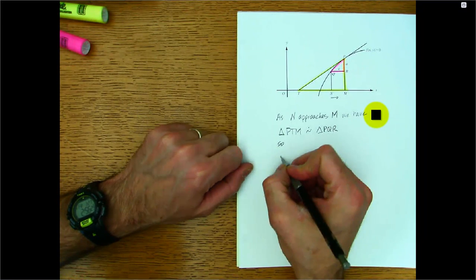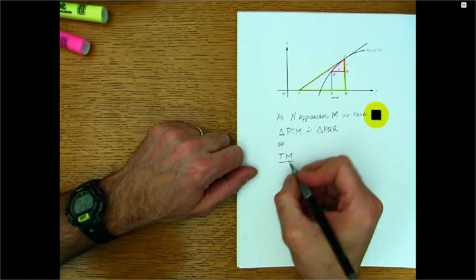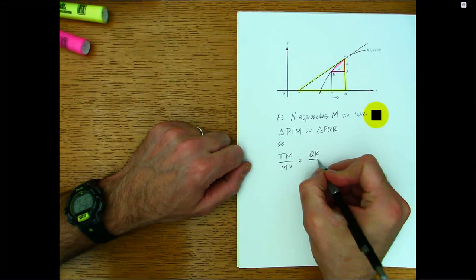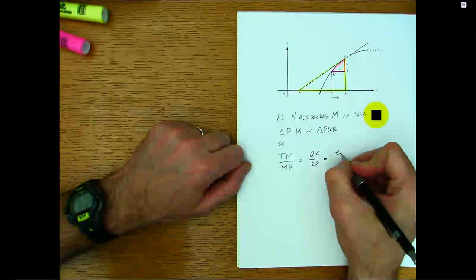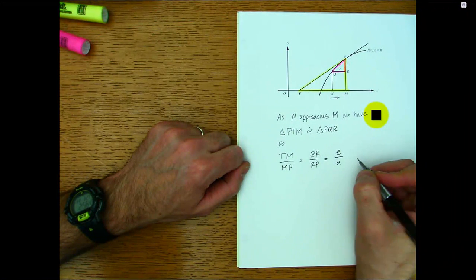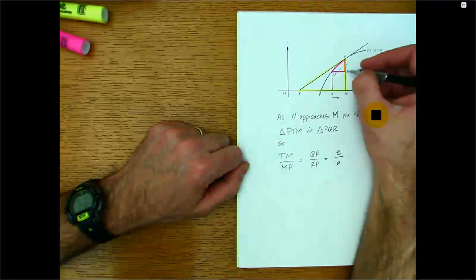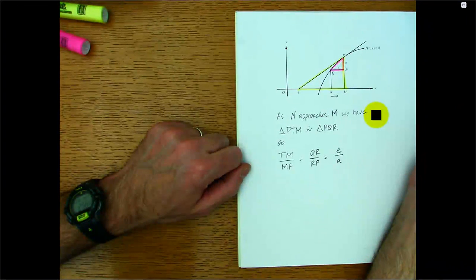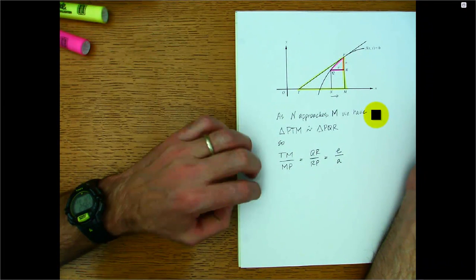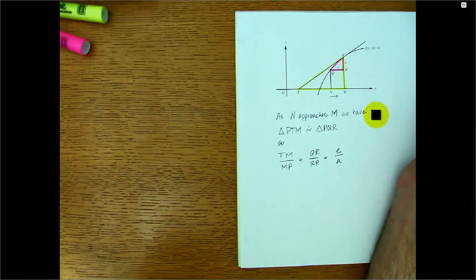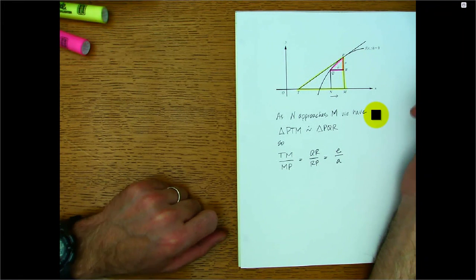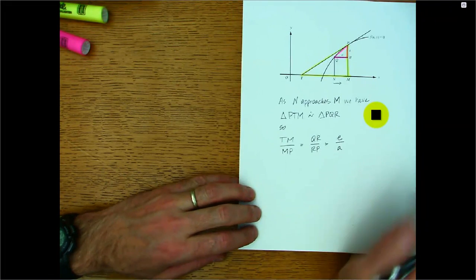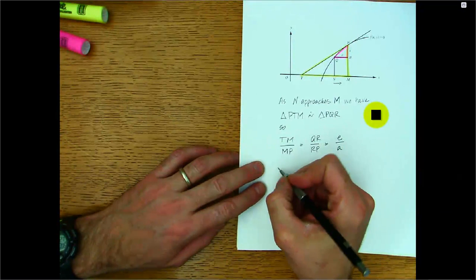So what we can establish is that TM over MP would have to be equal to QR over RP, which is the same thing as E over A. So this ratio E to A would have to be in the same ratio as TM is to MP. And that's the basis that Barrow makes for his characteristic triangle and the rest of the work that he does here.